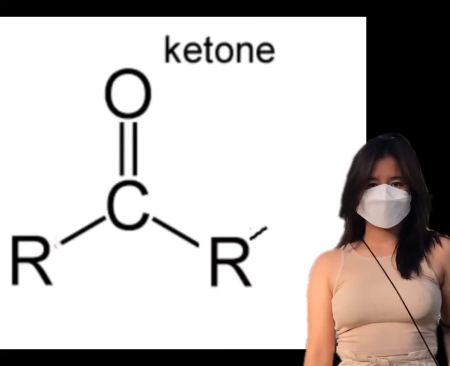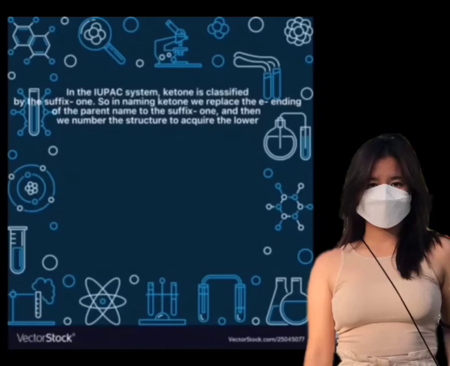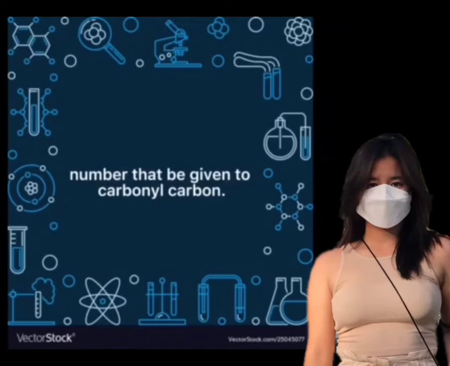Ketone. Ketone is a functional group that integrates a carbonyl group with the structure R2C double bond O. So how do we name a ketone? In the IUPAC system, ketones are classified by the suffix "one." So in naming a ketone, we replace the "e" ending of the parent name with the suffix "one." And then we number the structure to give the lower number to the carbonyl carbon.